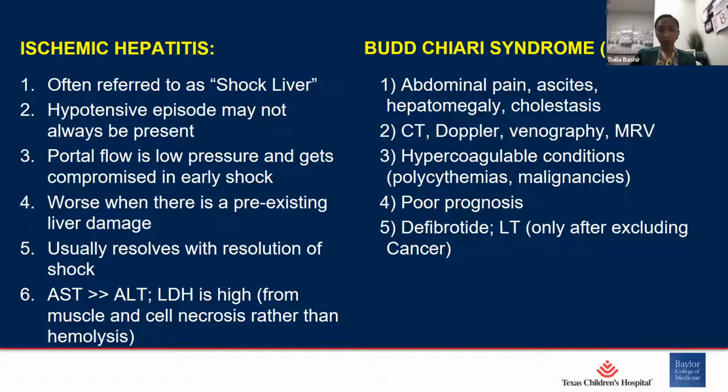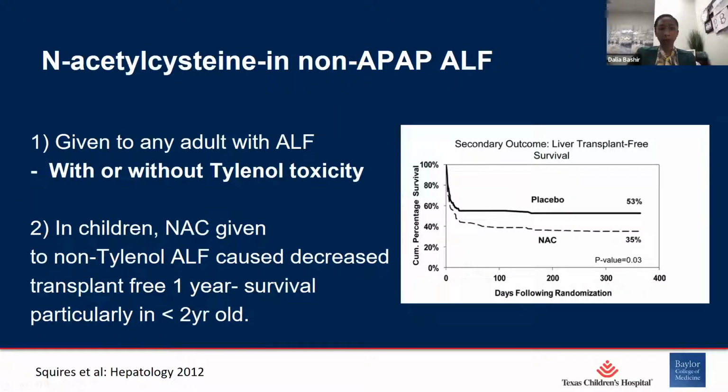Budd-Chiari syndrome presents with abdominal pain, ascites, and liver failure, and is characterized by portal venous clot. And we usually see this in hypercoagulable conditions like polycythemias or malignancies. So we try to manage these patients supportively, and if there is a specific antidote, we try to give that, like for Tylenol toxicity, we try N-acetylcysteine.